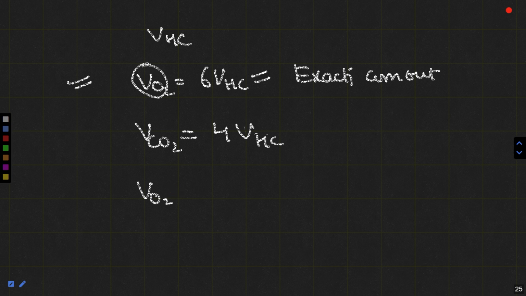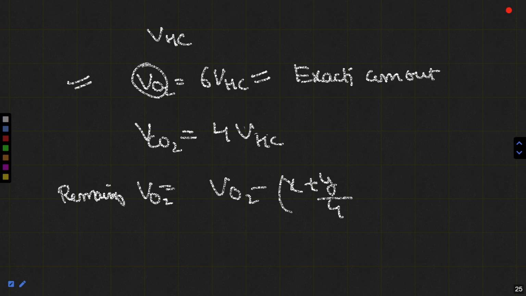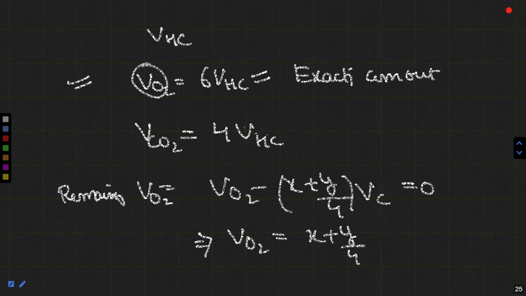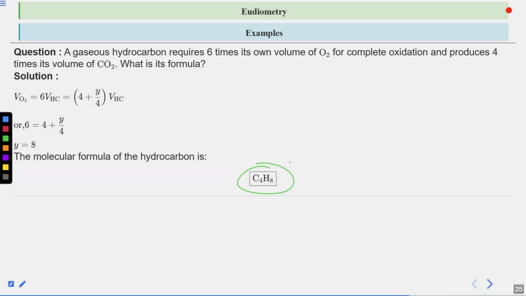If I write it as the remaining one, then we can see from the table that it was VO2 minus X plus Y by 4 of VHC. So this was the remaining one. And we have seen that this was equal to 0. Therefore, can't we say that VO2 is equal to X plus Y by 4 of VHC, and the X value is calculated as 4. Therefore, we have taken this equation. I guess it is clear to all of you.